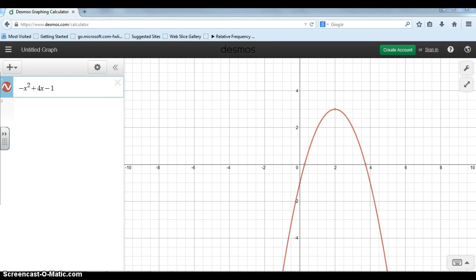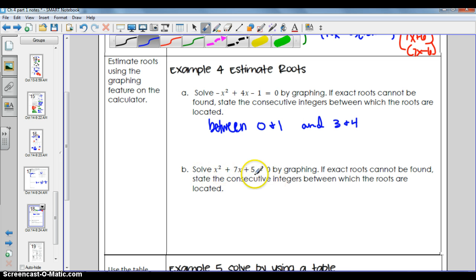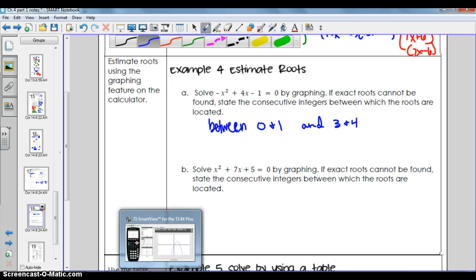So you are going to try this next one on your own, either using your graphing calculator or Desmos, if you don't have your graphing calculator with you, and get what the two zeros are between, the two roots.